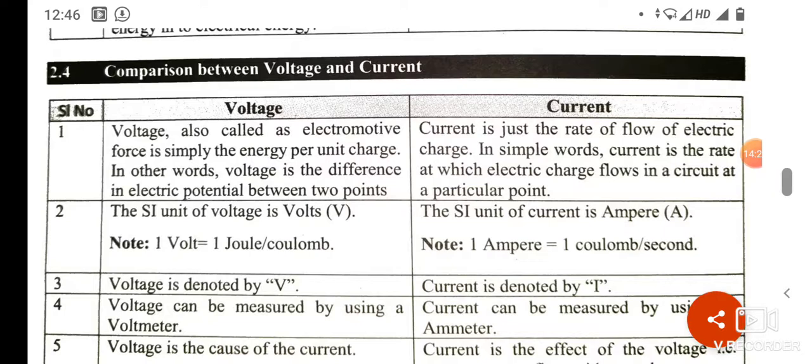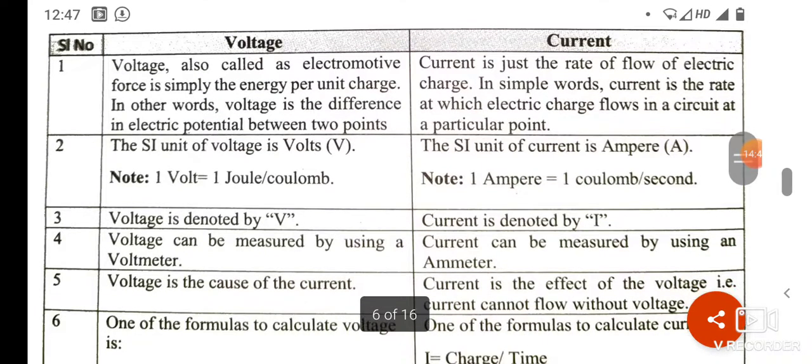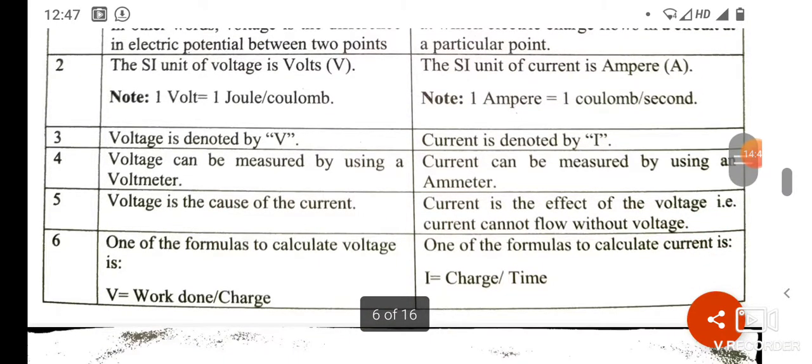The SI unit of current is ampere. 1 ampere is equal to 1 coulomb per second. Voltage is normally denoted by capital V and current is denoted by capital I. The voltage can be measured by using a voltmeter. The current can be measured by using an ammeter. Okay.